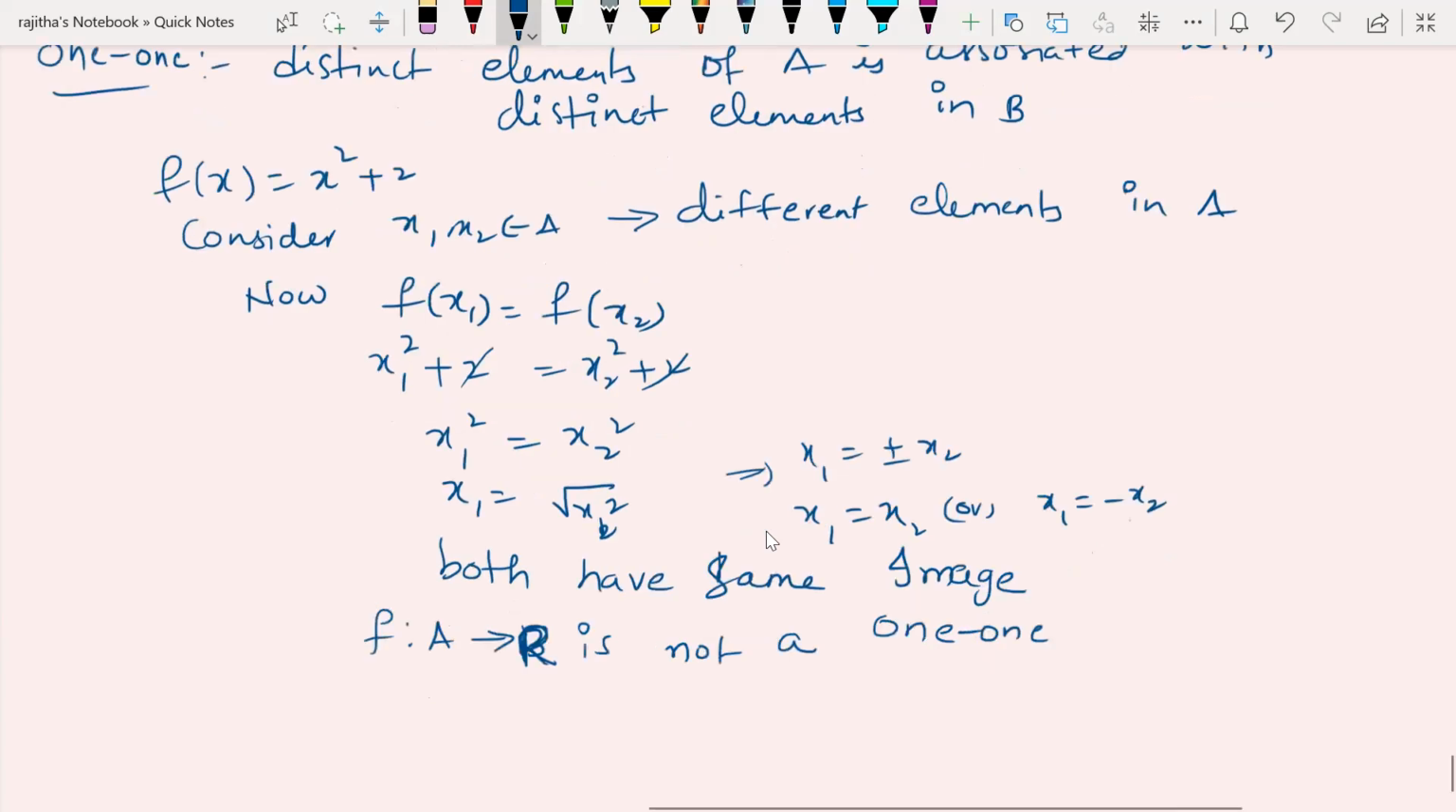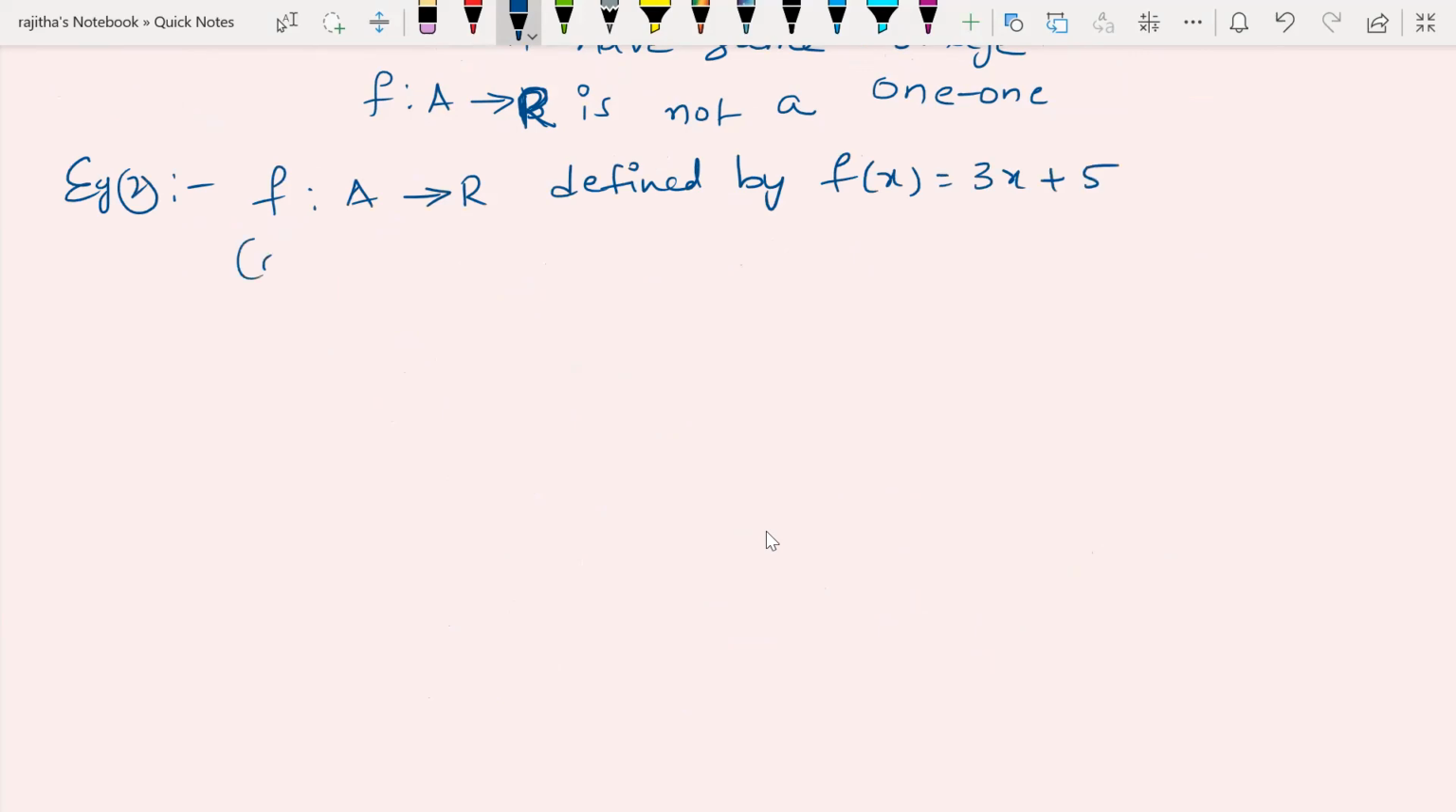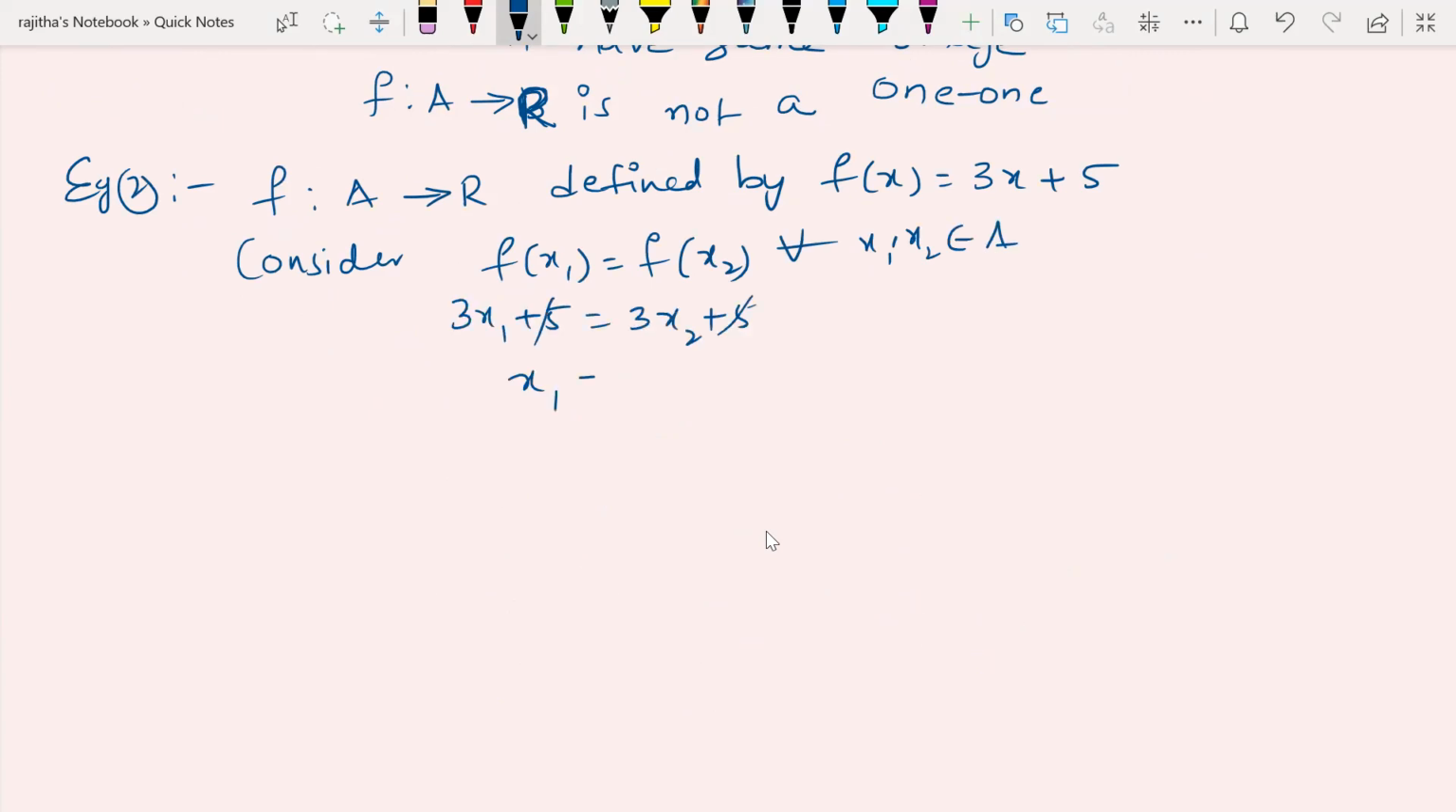One more example, let us discuss. Example next: f is a mapping from A to the set of real numbers R defined by f(x) = 3x + 5. Consider f(x1) = f(x2) for all x1, x2 belonging to set A. Then 3x1 + 5 = 3x2 + 5. Here simply x1 = x2. So f, mapping from A to R, is one-one.